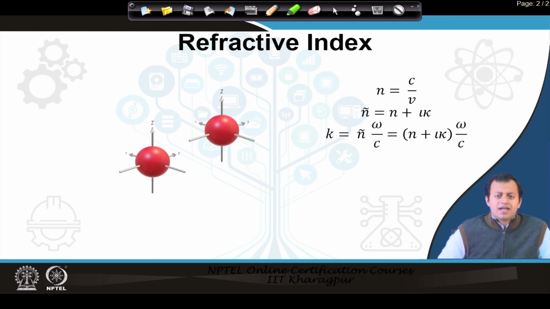The maximum velocity of light in vacuum is 3 into 10 to the power 8 meters per second. As soon as light enters a medium, because the medium is optically denser, it is obviously denser than vacuum. Any matter is denser than vacuum, even air. So, there is an optical density change. This optical density change makes sure that the light propagates slowly, and refractive index is overall c by v, c being the velocity of light in vacuum without any medium, and v is the velocity of light in the medium.